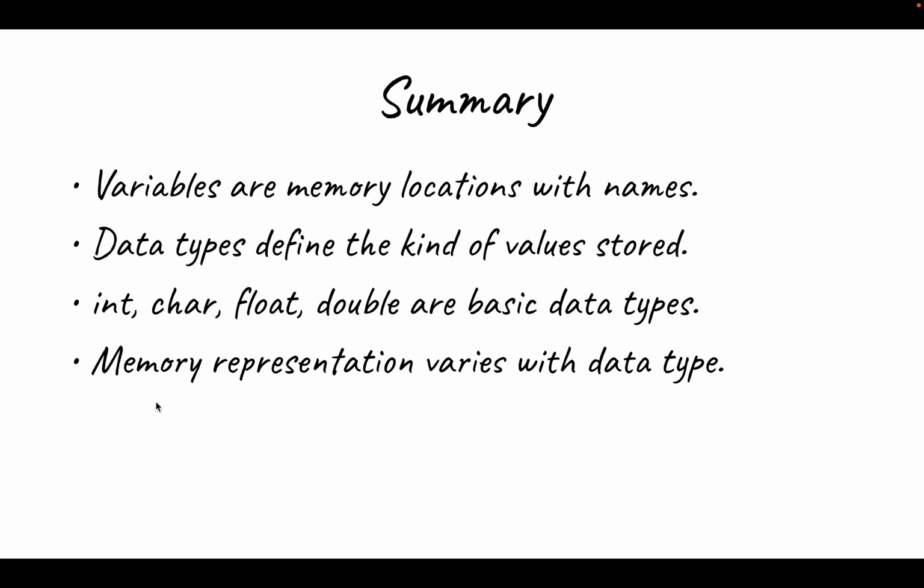Summary. Variables are memory locations with names. Data types define the kind of value stored. Int, char, float, double are basic data types. Memory representation varies with data type.